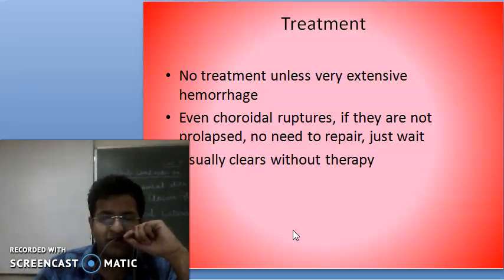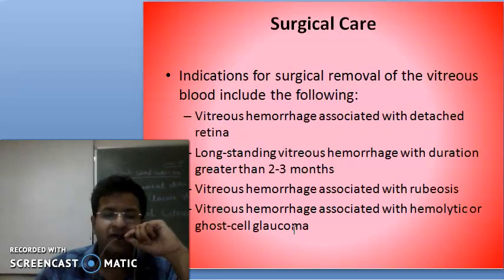Even the choroidal ruptures, if present, if they are not prolapsed, no need to repair, just wait. Usually the vitreous hemorrhage clears without therapy. What are the indications for the surgical removal of the vitreous blood?